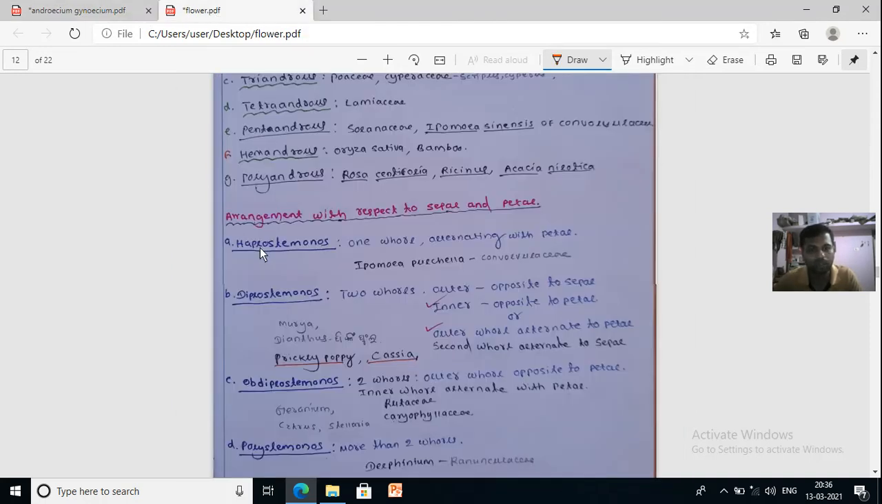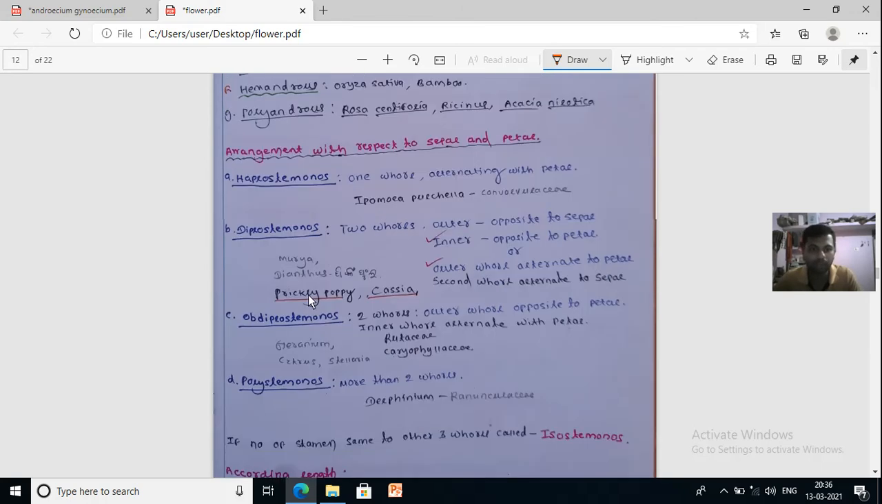Next come to the diplostemonous condition, when the stamens are present in two whorls. Outer whorl is opposite to sepal, inner whorl is opposite to petal. It is found in Murraya, Dianthus, prickly poppy, Cassia. Always remember these names. Now come to the obdiplostemonous. Here they are arranged in two whorls, outer whorl opposite to petal, inner whorl alternate with the petals. It is found in Rutaceae, Caryophyllaceae, Geranium, Citrus and Stellaria.